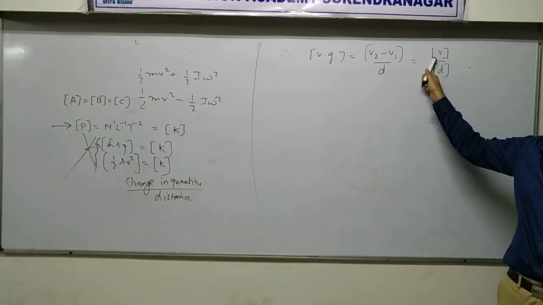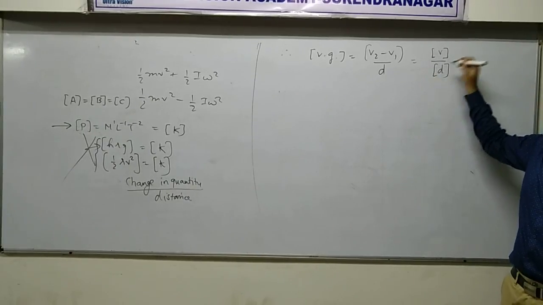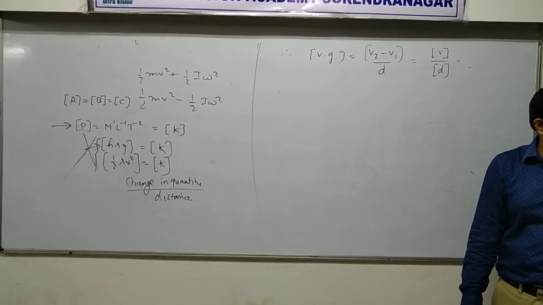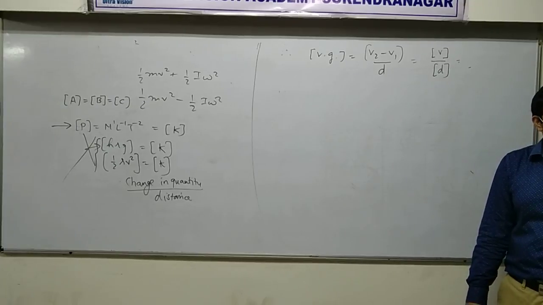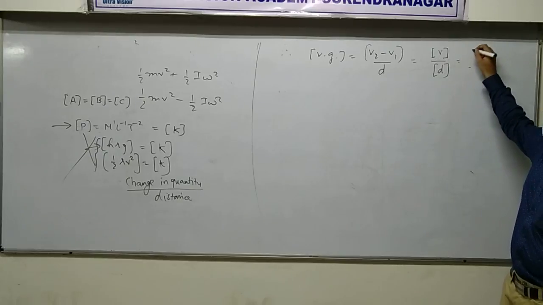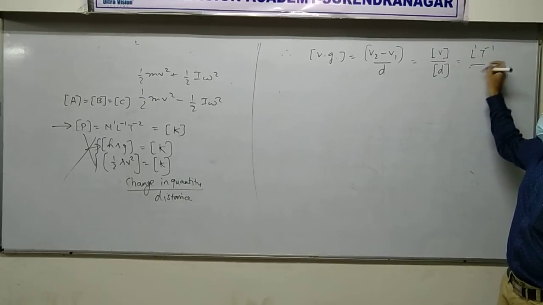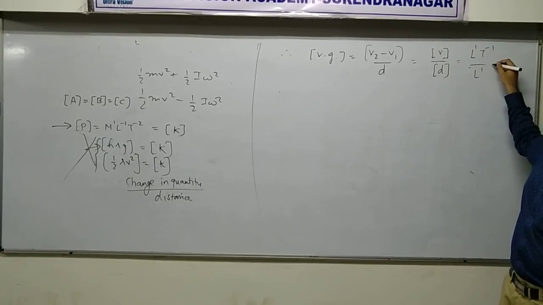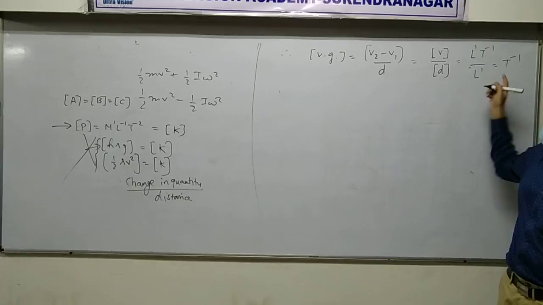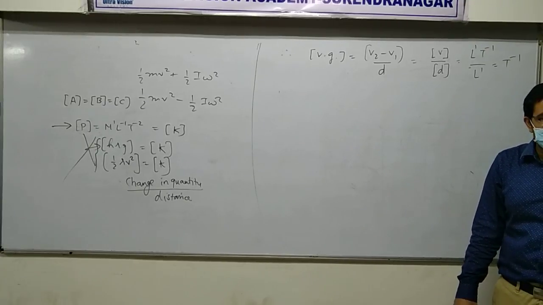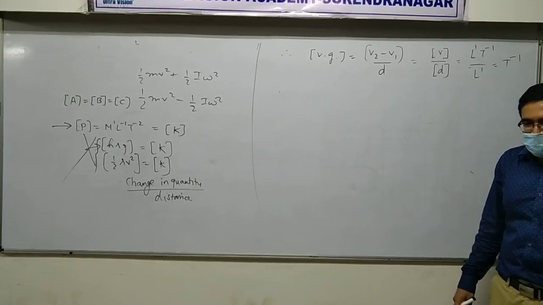Clear? Sure? Velocity is L raised to 1 T raised to minus 1, upon distance, L raised to 1. What's cancelled? The final answer is T raised to minus 1. Does it match with K? No, it doesn't match. Okay, try the second one.